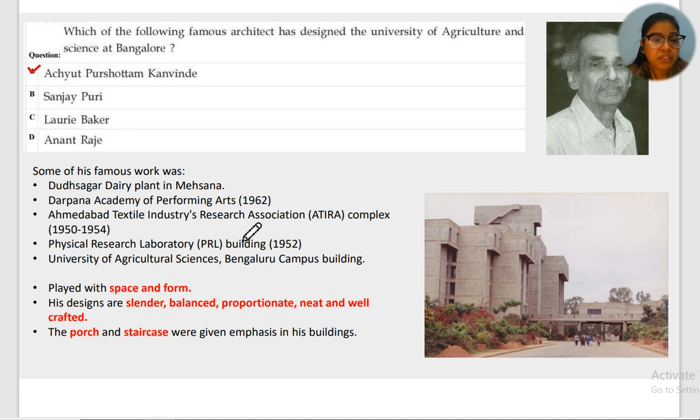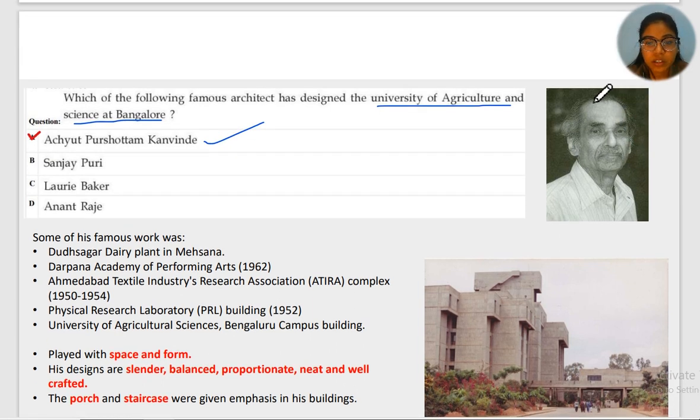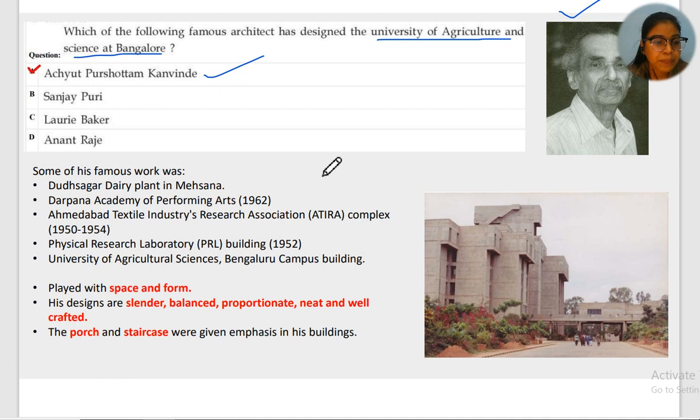Next question: which of the following famous architects designed the University of Agricultural Sciences at Bangalore? The correct answer is Achyut Purushottam Kanvinde. As you can see in the image, this is Achyut Purushottam Kanvinde. Please remember the name of the architect, their work, and their face also, because sometimes a question may ask about their face.